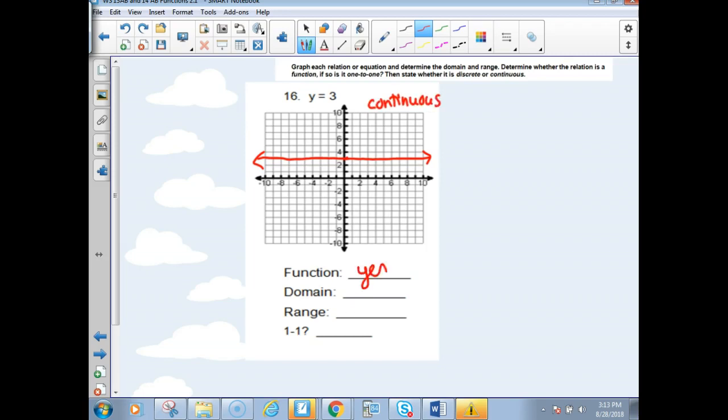It's a function, yes, it passes the vertical line test. Its domain would be from negative infinity to infinity, all real numbers. What's the range, though? There's only one value for y. Y is always 3. So you have to use brackets, not interval notation. It is a function, but is it one-to-one? It doesn't pass a horizontal line test because it is a horizontal line. So that would be no.